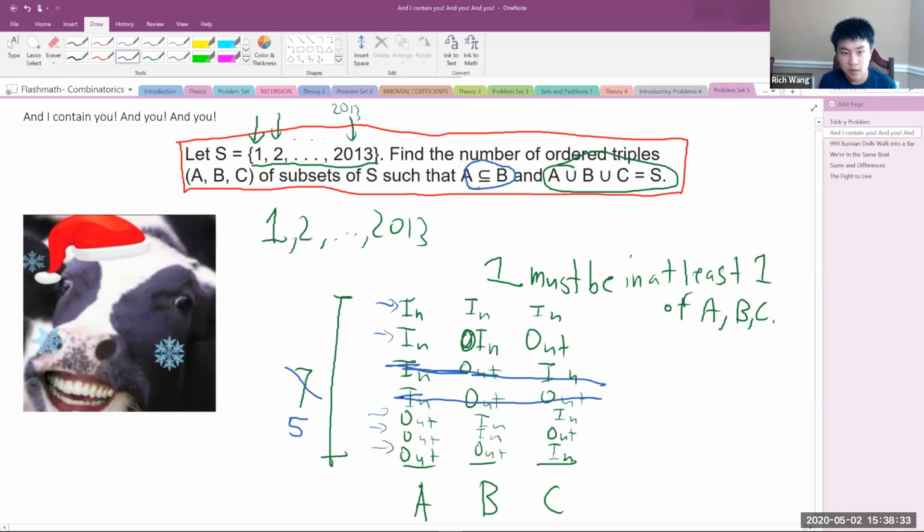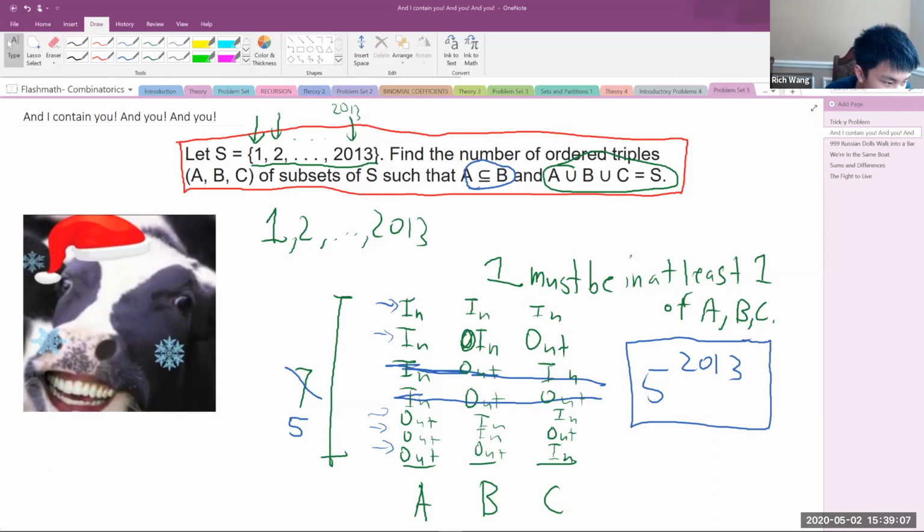However, we also see that this is not special to 1. For example, we can do the same with element 2, element 3, and so on. So every single element has the same number of choices as element 1. And since element 1 has 5 choices, in total there are 5 to the 2013 ways that we can satisfy all of the conditions given in the problem. If anyone wants to expand this, you're welcome to, but I'm not going to be writing that down.